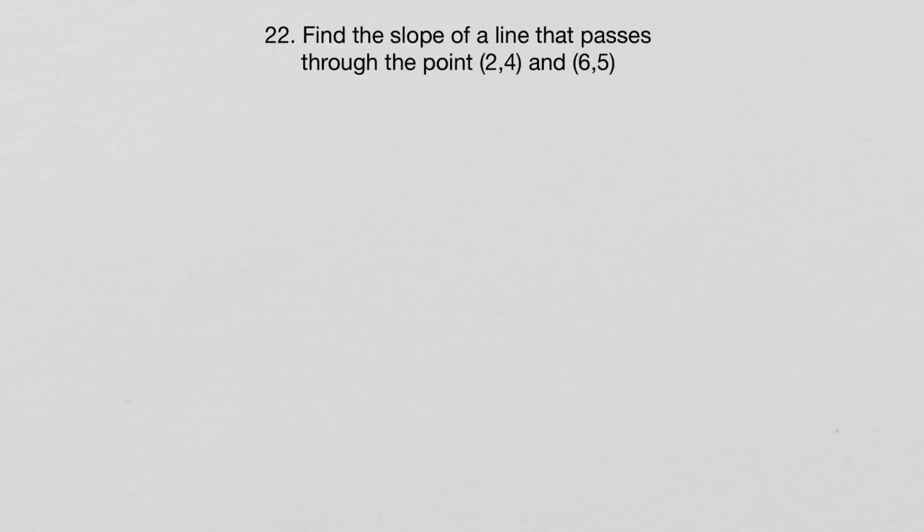Question 22. Find the slope of a line that passes through the points 2, 4, and 6, 5. We will use the slope formula, y2 minus y1 over x2 minus x1. Please note that you can call any of the points 1 or 2. I'm choosing this as 1 and this as 2. So I'll have my x1, y1 here. Then I'll have my x2, y2 here.